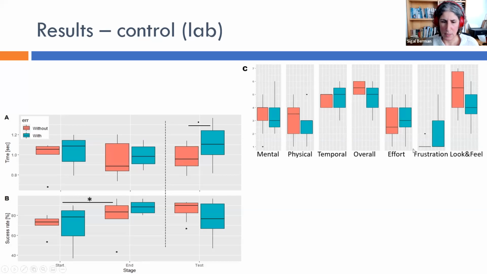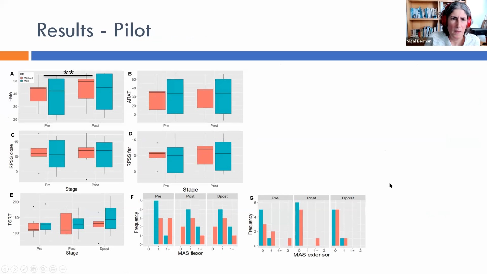We also used the NASA TLX questionnaire to look at mental load and discomfort and look and feel effects. It's a 5-point Likert scale questionnaire, and there was no difference between the systems.